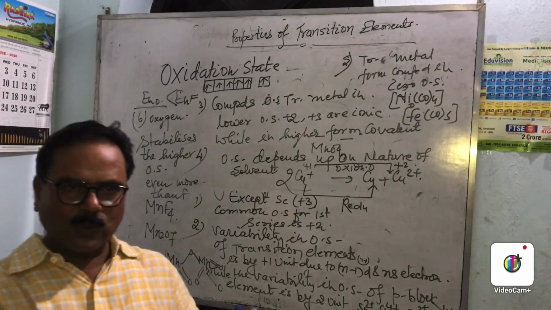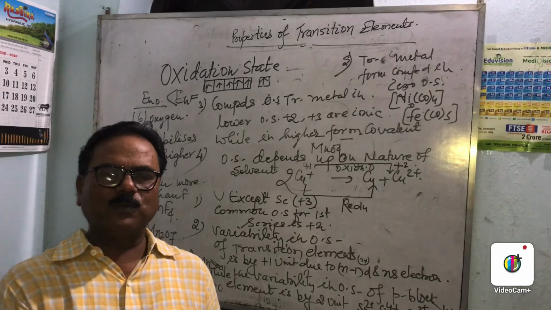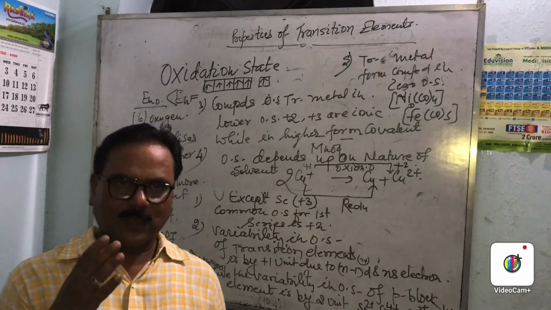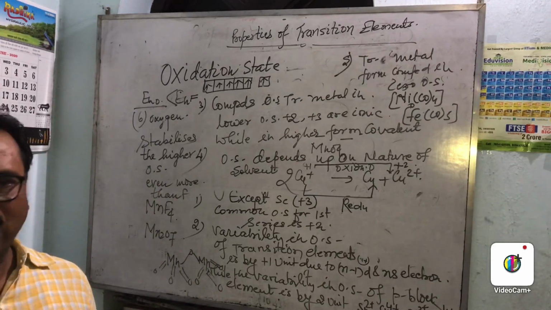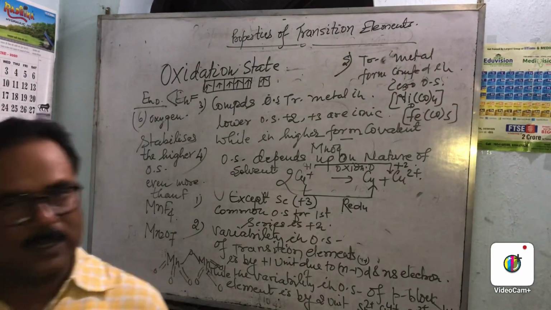This is all about the metallic character, the melting point and boiling point, and the oxidation state. And I hope that this lecture will help you to answer the question. You must go through the book and the diagram. Okay.